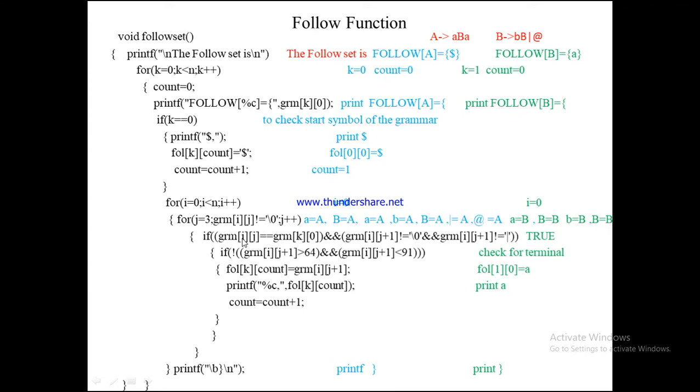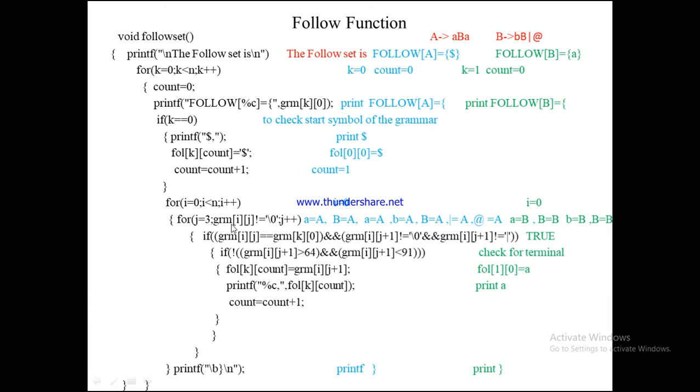Now I am checking the 1 3. What is 1 3? Small letter b. I am checking whether it is equal to the capital letter B. So it is 1 0, and 1 0 is still a capital B only. That means I am checking whether the small letter b is equal to the capital letter B. No. So I will not enter into these if conditions. I will increment the value of the J.